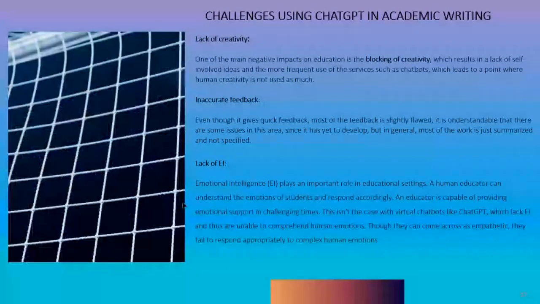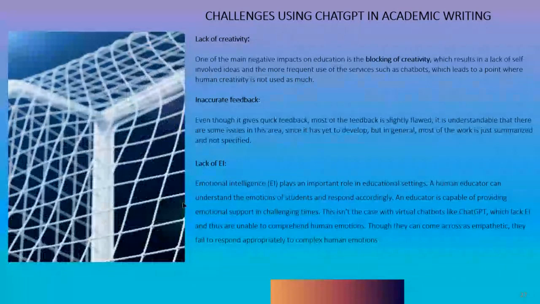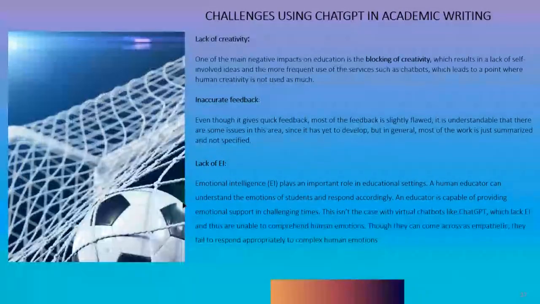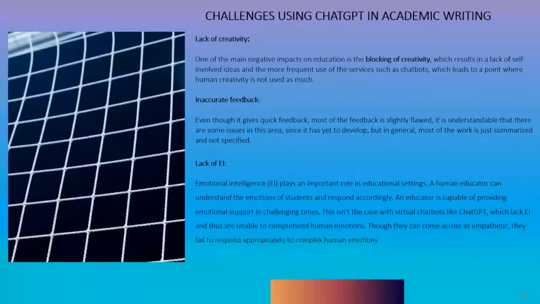Now, talking about emotional intelligence. Okay, we know that emotional intelligence plays an important role in education settings, of course. A human educator can understand the emotions of students and respond accordingly, as we do in our classrooms, right? An educator is capable of providing emotional support in challenging times. This isn't the case with a virtual chatbot like ChatGPT, which lacks emotional intelligence and thus is unable to comprehend human emotions. Okay, now, though they can come across as empathetic, they fail to respond appropriately to complex human emotions. This is generally about chatbots, okay?